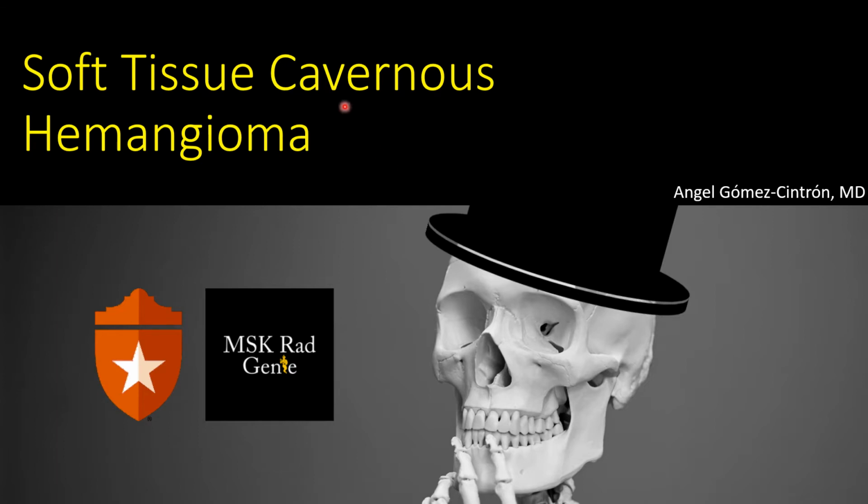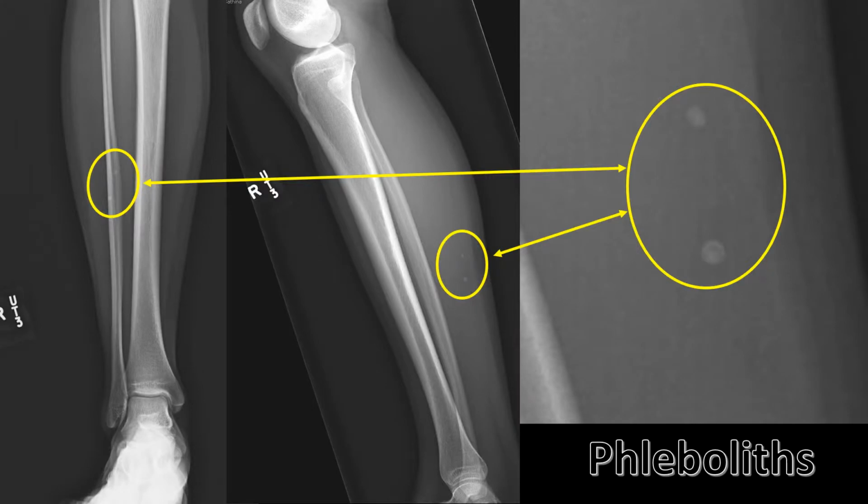Today we're going to have a case presentation of soft tissue cavernous hemangioma. AP and lateral radiographs of the leg show no osseous abnormalities. There is no fracture or periosteal reaction. This patient presented with a palpable mass. However, there were no large soft tissue lesions seen on this radiograph.